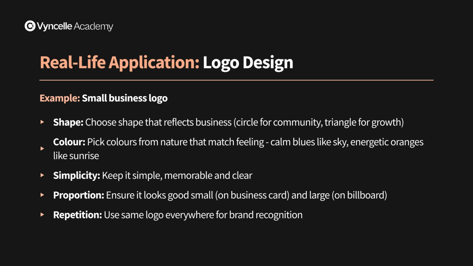And then for colors, of course, you're picking colors from nature that match the feeling, depending on what you're trying to denote, or exude. So we have calm blues for the sky, right, and then you have something like energetic oranges for a sunrise. It just communicates warmth and energy. You understand? Depending on what you're trying to communicate, pick the color on that basis.